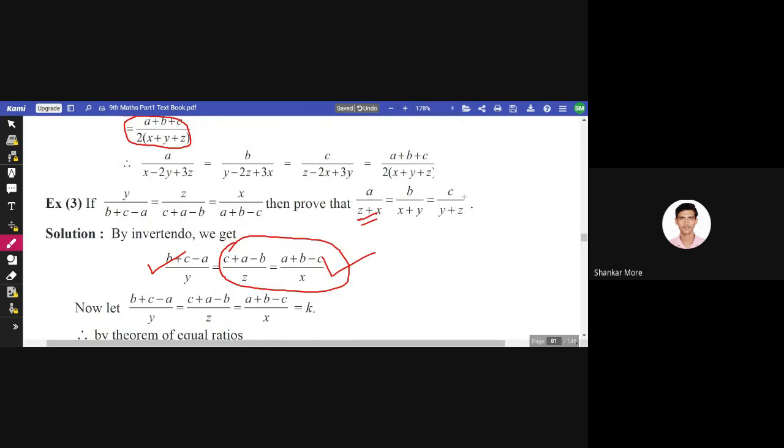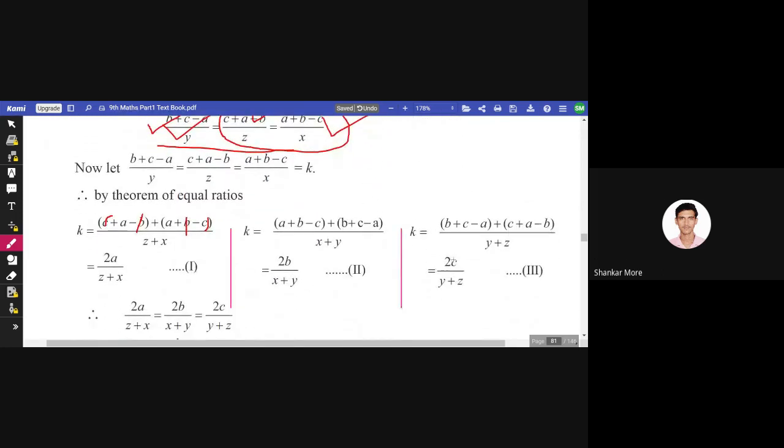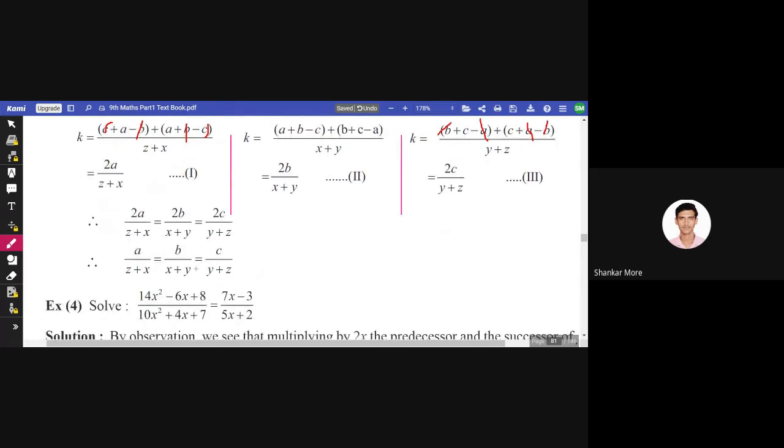Now last one, we need y plus z in the denominator. So we will add these two terms, the first one and the second one. So we get 2c divided by y plus z. So how 2c? b gets cancelled with minus b, minus a gets cancelled with a, and c plus c is 2c. Now this equals 2a by z plus x equals 2b by x plus y equals 2c by y plus z.